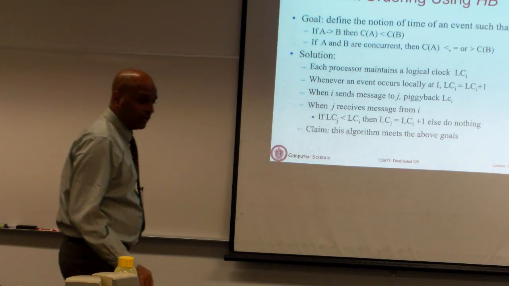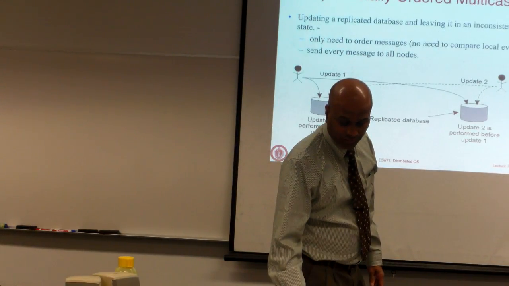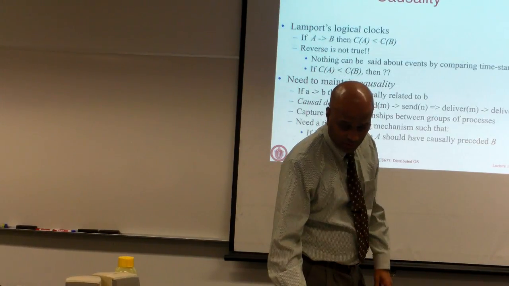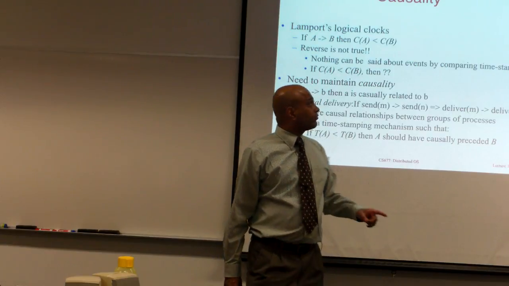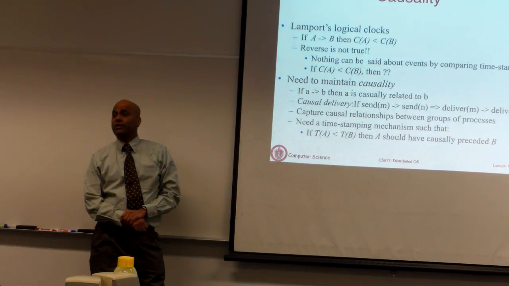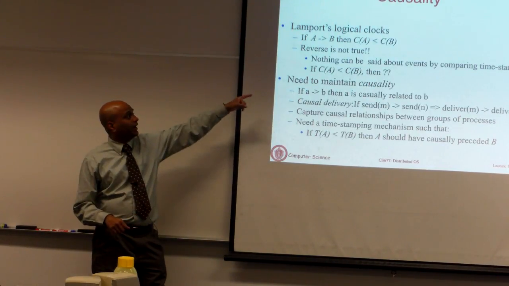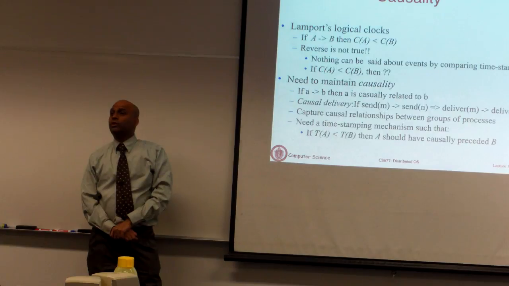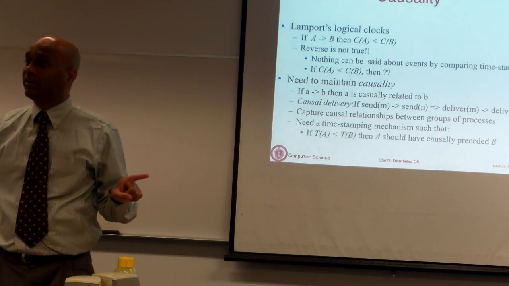Now that's a nice property, but it may not be the property you actually want. I'm going to come back to this and talk about what you might actually want. So if A has happened before B, the clock value of A is less than the clock value of B, but the reverse is not true. What that means is if you compare two timestamps, it doesn't tell you anything about event ordering because the implication goes in one direction.